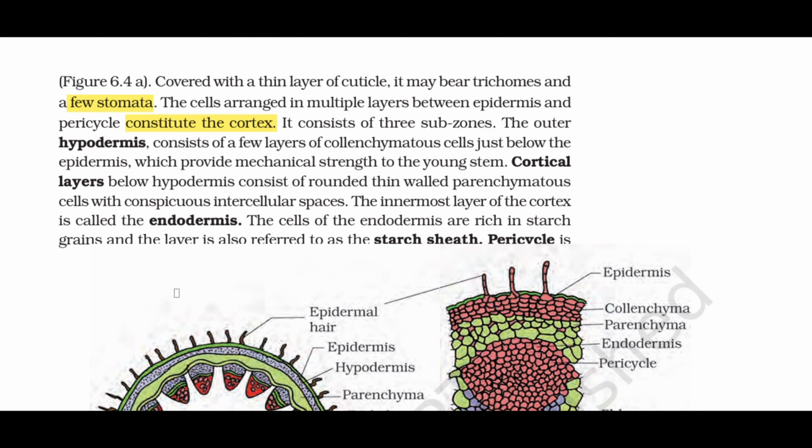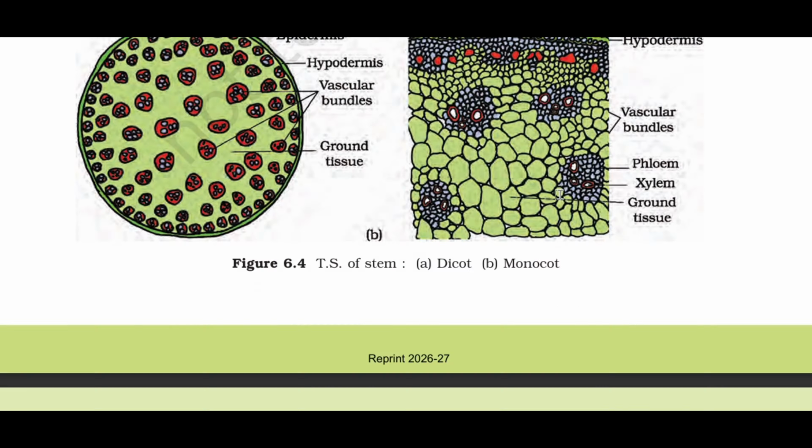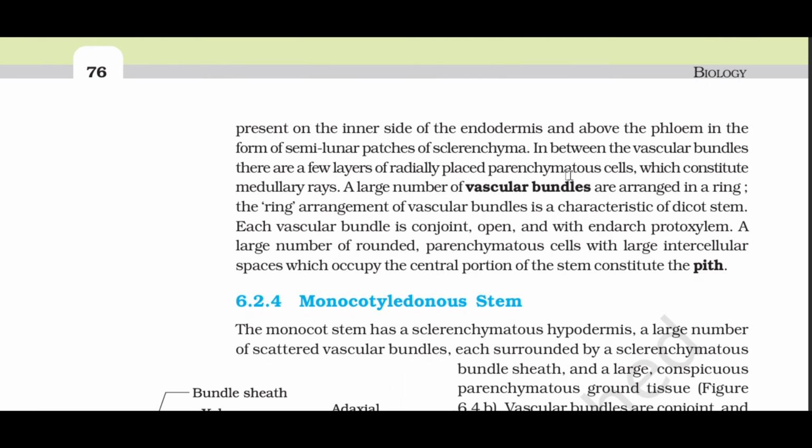The outer hypodermis consists of a few layers of collenchymatous cells just below the epidermis, which provide mechanical strength to the young stem. Cortical layers below the hypodermis consist of rounded, thin-walled parenchymatous cells with conspicuous intercellular spaces. The innermost layer of the cortex is called the endodermis. The cells of the endodermis are rich in starch grains and the layer is also referred to as the starch sheath.